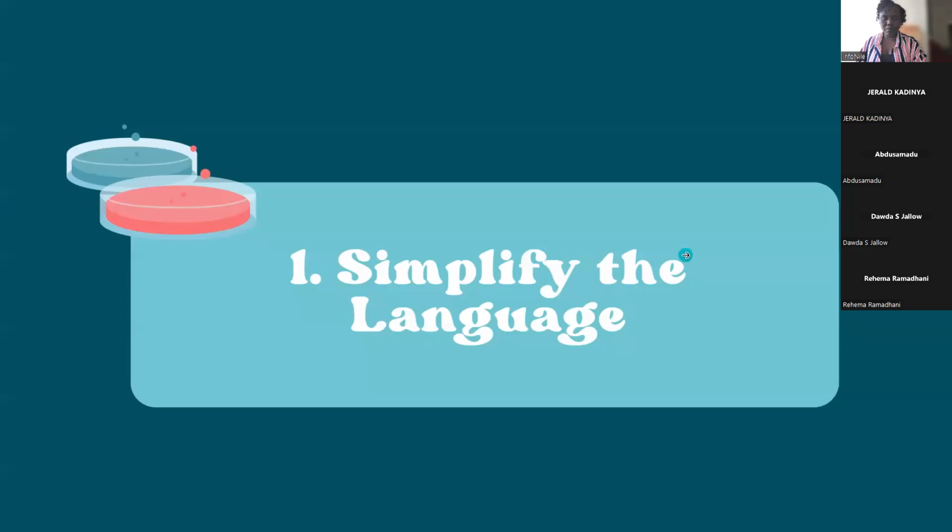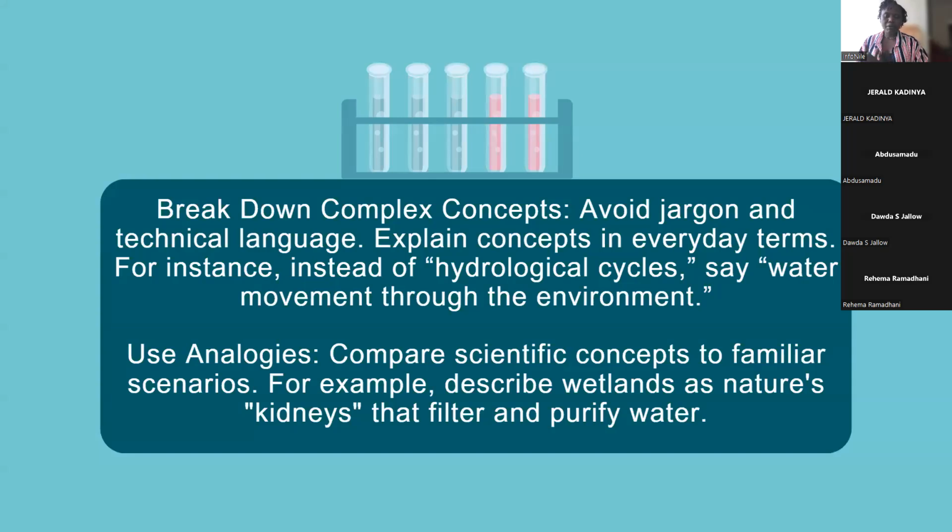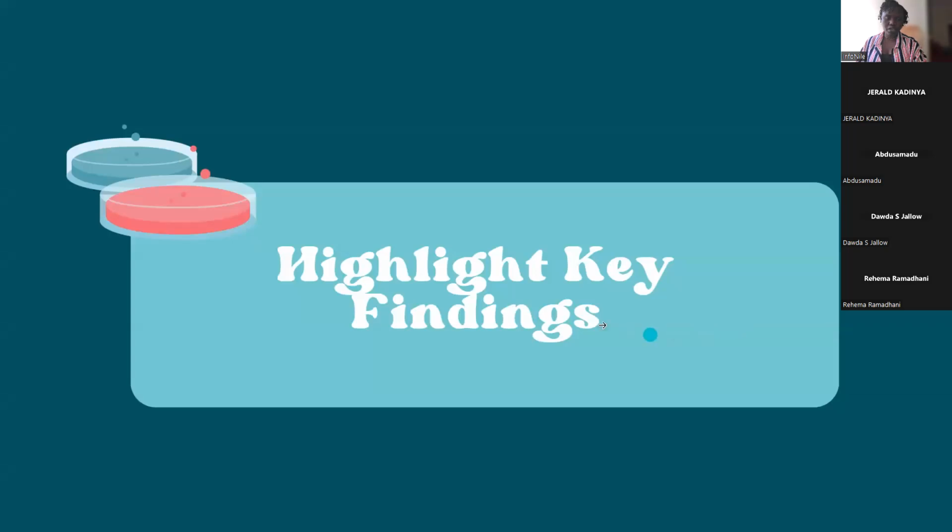One is to simplify the language. I think the only reason why we are trying to do this competition is for people to understand what's going on, but using very simple language. So for example, it would be best to avoid jargon and technical terms when you're explaining a concept in everyday terms. For instance, instead of using hydrological cycle, say water movement through the environment. This is very easy for someone who does not understand science to comprehend.